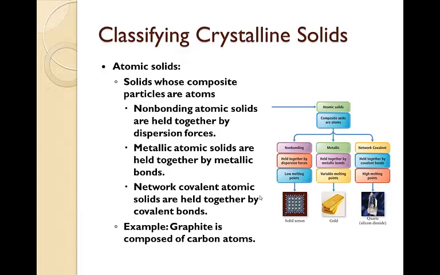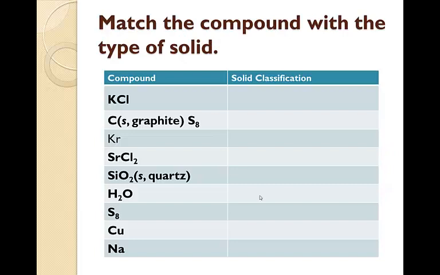Non-bonding atomic solids are held together by dispersion forces, such as the noble gases. Metallic atomic solids are held together by metallic bonds. And network covalent atomic solids are held together by covalent bonds. For example, graphite, which is what you find in your pencil, is composed of carbon atoms and is an example of a network covalent atomic solid.